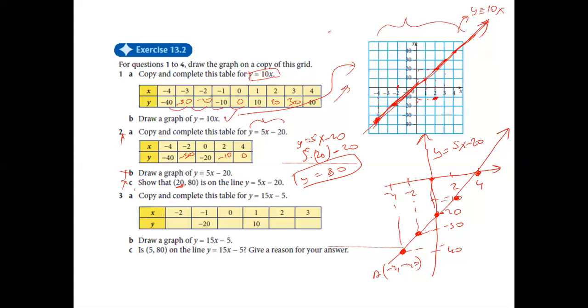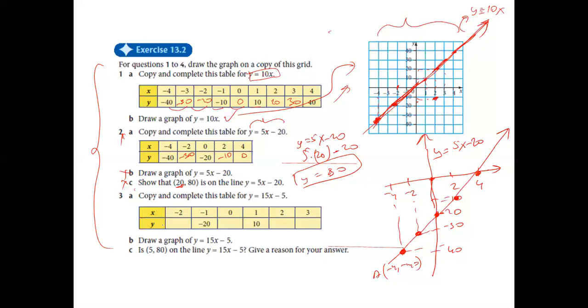And the last one, copy and complete this table for y is equal to 15x minus 5. Okay, I especially wanted to show you more examples, because it may be mixed up or confusing in your head. That's why you should solve many questions about this unit. I chose these questions for you, and please stop the video and look at them carefully.